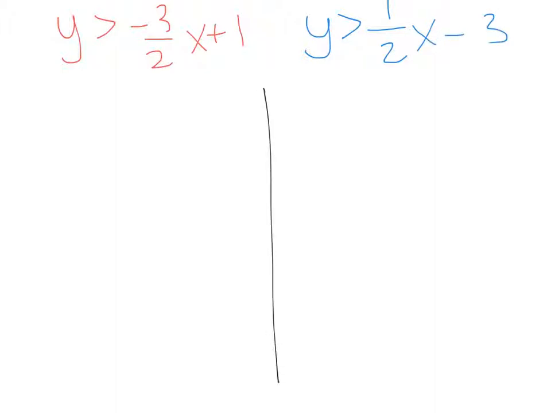Okay, so I have my 4-quadrant graph. I go +1, and then I go down 1, 2, 3 over 2. And remember, I'm going to draw a dashed line. So let me make it look dashed, okay?